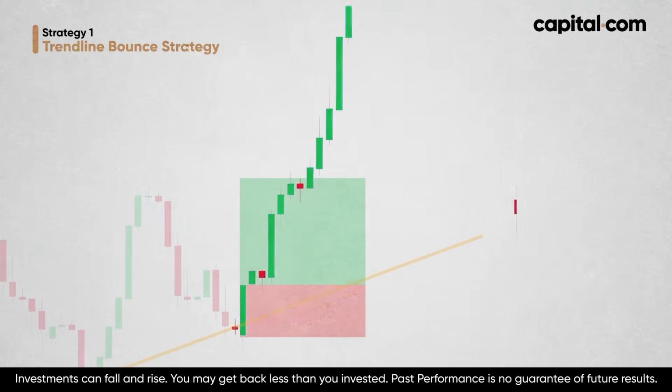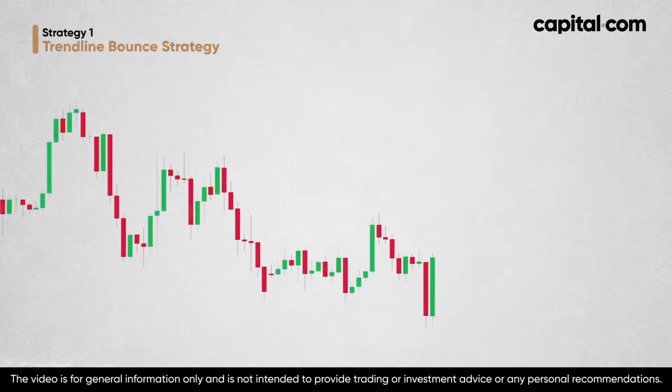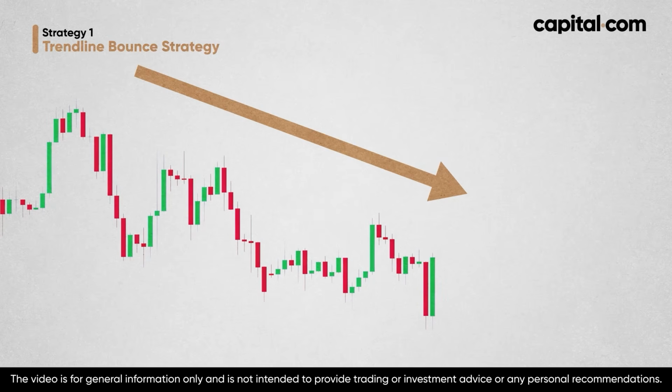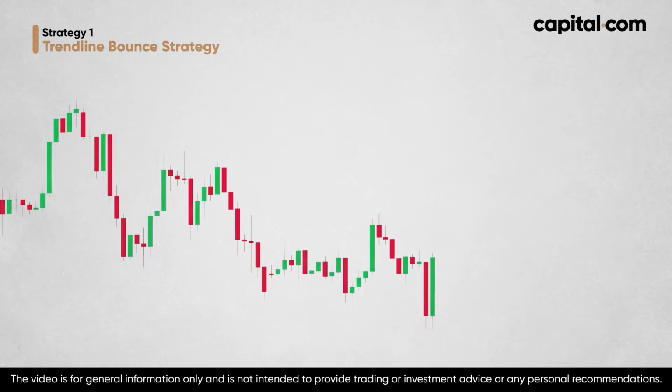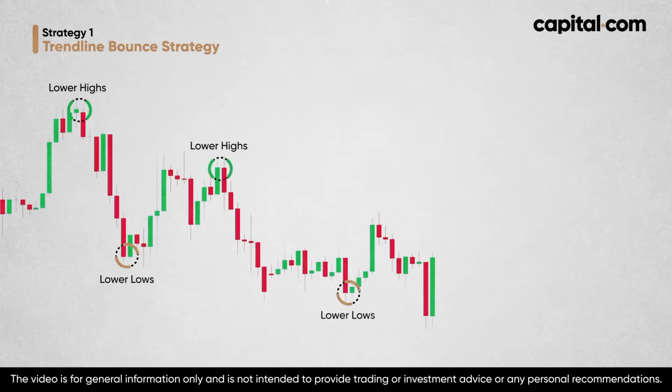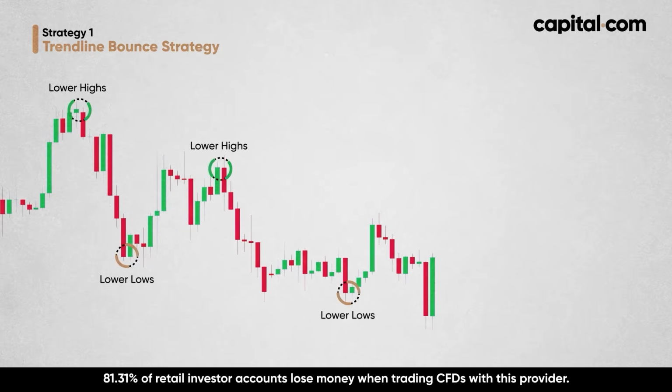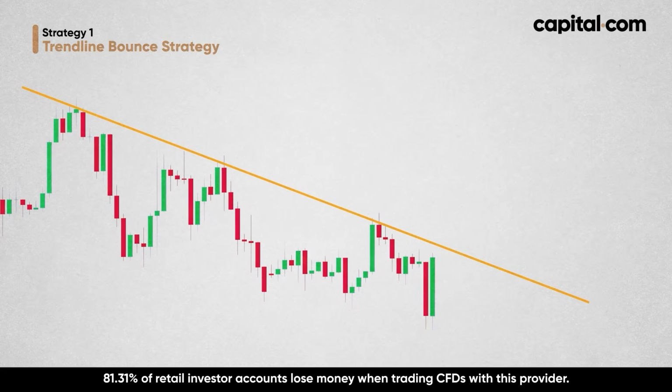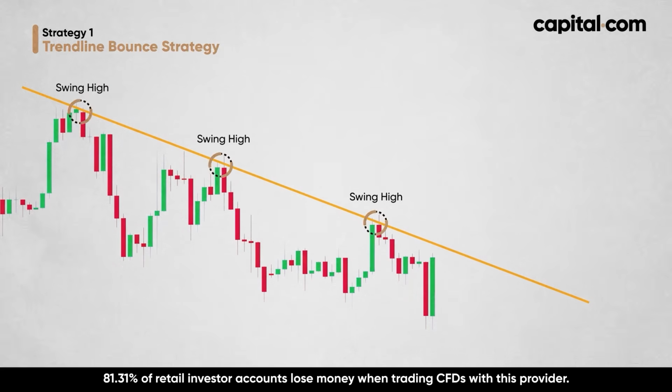Now let's look at the opposite situation. First, we want a market that is clearly moving downward. In a downtrend, price forms lower highs and lower lows. Once we identify this, we draw a trend line by connecting the swing highs. This trend line now acts as resistance.